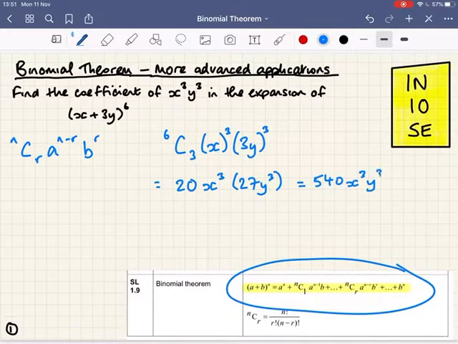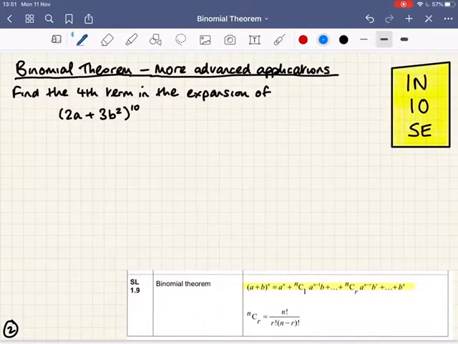Now don't just leave your answer like that. Remember, the question asks for the coefficient of x cubed y cubed. So make sure you tell the examiner you read the question. So say the coefficient is 540. And there's your answer. So you're more likely to get a question like that where you have to go straight to a particular term and find it.